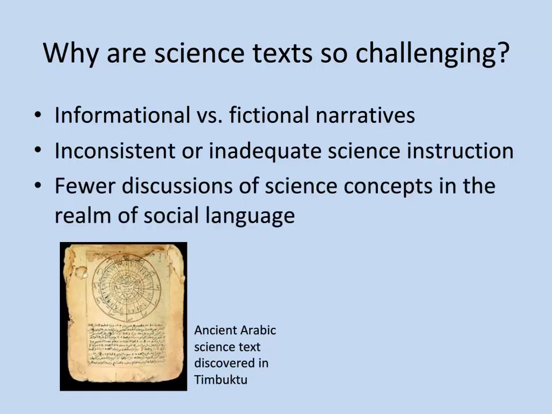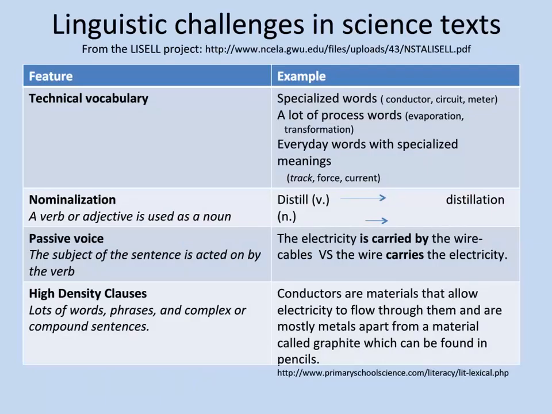Lastly, there may be fewer opportunities to engage in discussions about science in social or community settings. For example, at a birthday party, it would be more common to tell stories or narratives versus talking about science. There are also some distinct linguistic features that make science texts challenging. This somewhat daunting table shows 4 common linguistic features of science texts.